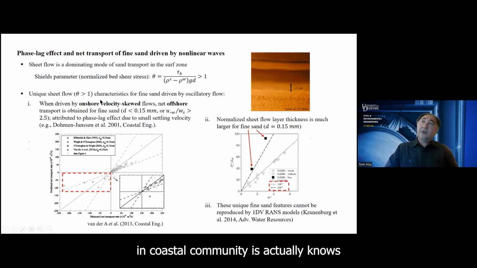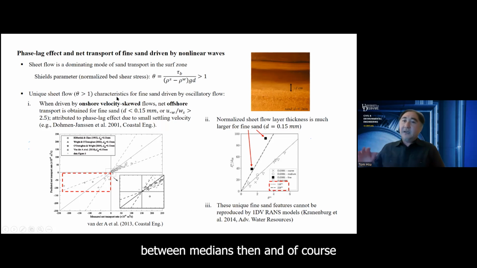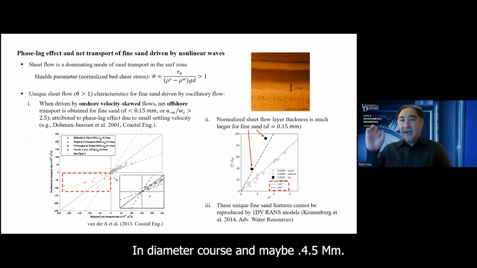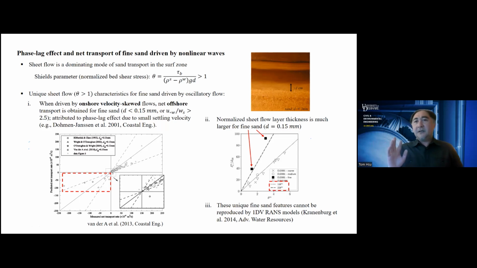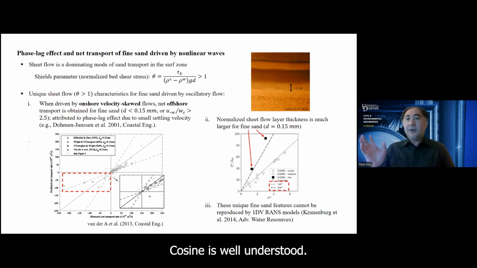And researchers in the coastal community know very well that sheet flow occurs for medium sand and coarse sand. Here, when I say medium sand, it's about 0.2 to 0.3 millimeter in diameter. Coarse sand maybe 0.4, 0.5 millimeter. The sheet flow transport for this kind of medium and coarse sand is well understood.